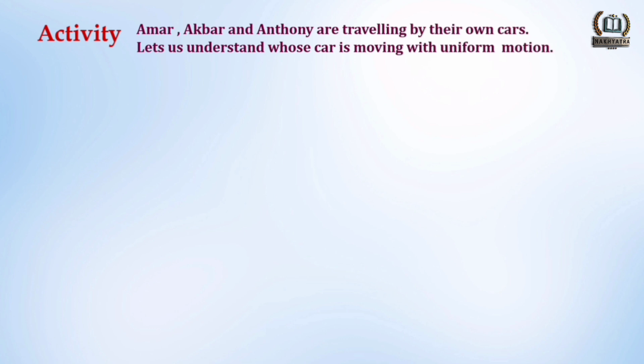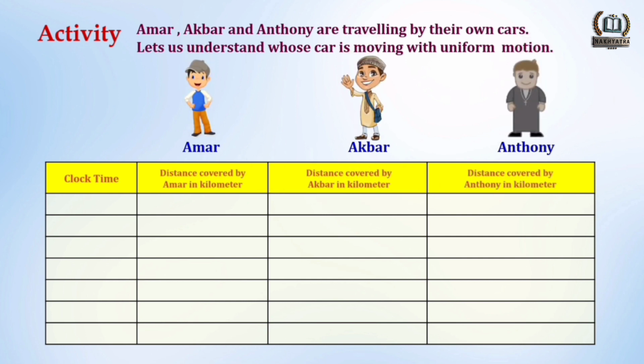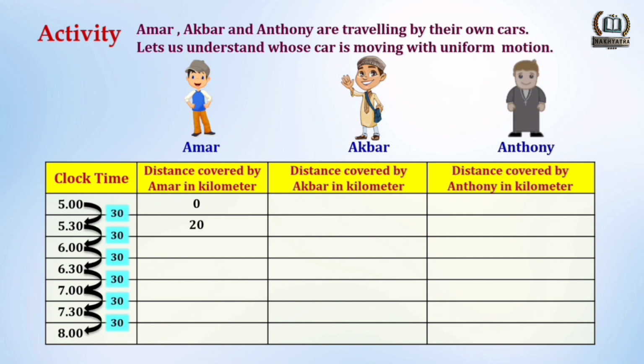Okay guys, so there is an activity now. Amar, Akbar and Anthony are traveling by their own cars. Let us understand whose car is moving with uniform motion. Alright, so make a table. For the columns it is Amar, then Akbar and Anthony. For the first column we will write the time. Then in these columns we will write the distance covered by each of them. Starting time is 5, then it will increase by half an hour from 5 to 8. Now we will see the distance covered by Amar in kilometers.